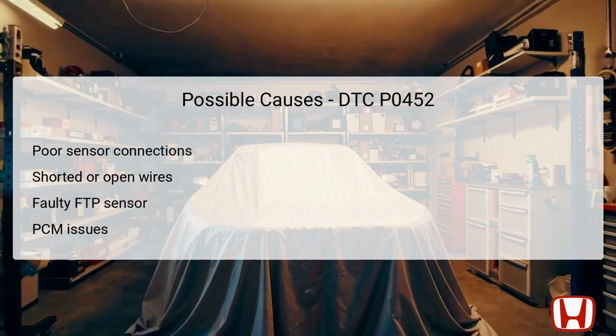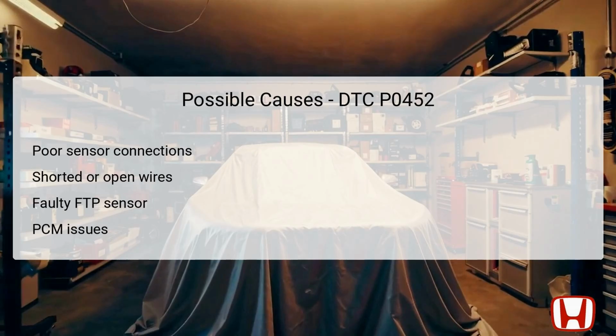Several potential causes exist for the low voltage condition indicated by DTC P0452. First, poor or corroded connections at the FTP sensor or the PCM can disrupt the signal transmission, leading to an incorrect voltage reading. Next, the presence of shorted or open wiring within the circuits connecting the FTP sensor to the PCM can trigger this error, necessitating a thorough inspection.